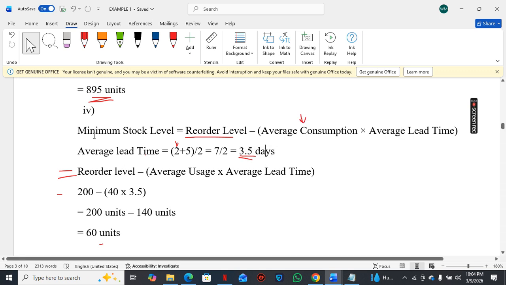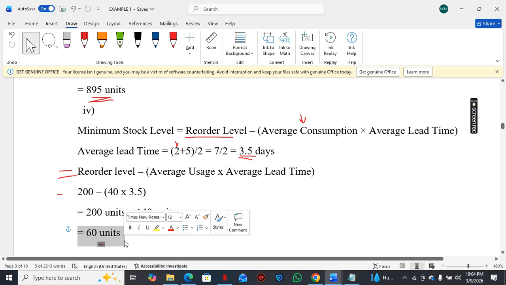So our minimum stock level, our reorder level minus the average usage multiplied by the average lead time. So 40 times 3.5, that's 140. 200 minus 140, 60 units. So this is the lowest inventory you should ever have, 60 units. If you go below, we are going to have stock outs. You won't have any inventory to sell or to use for production.